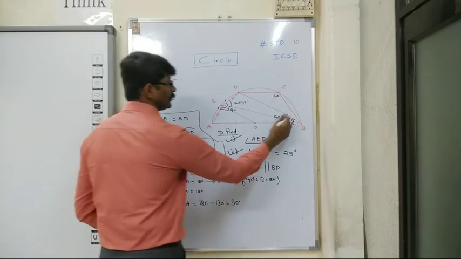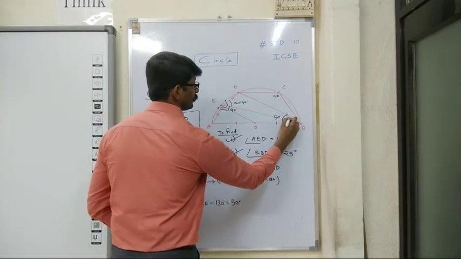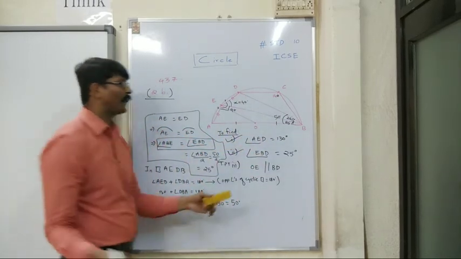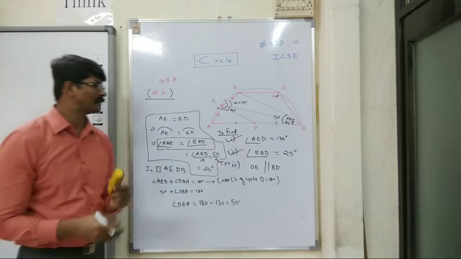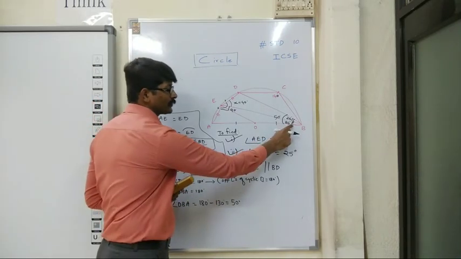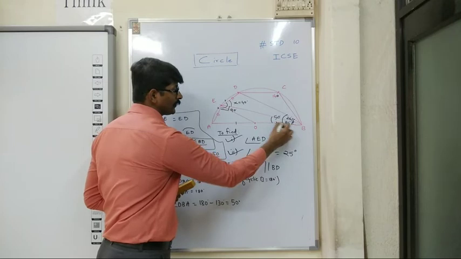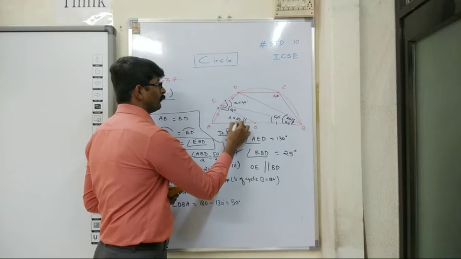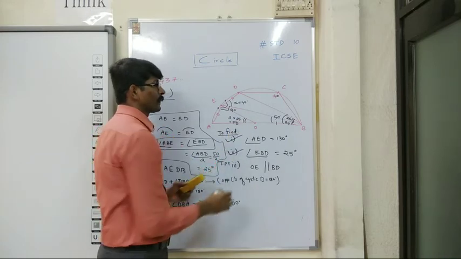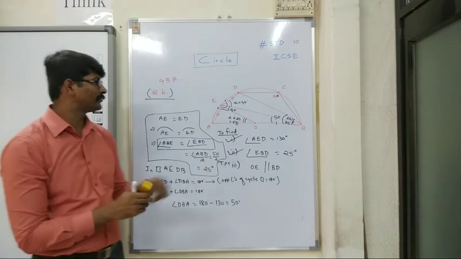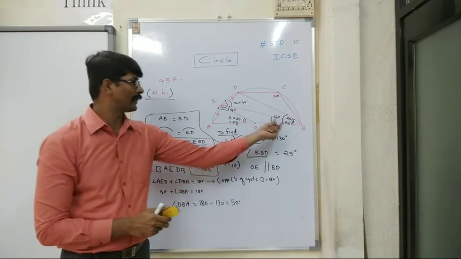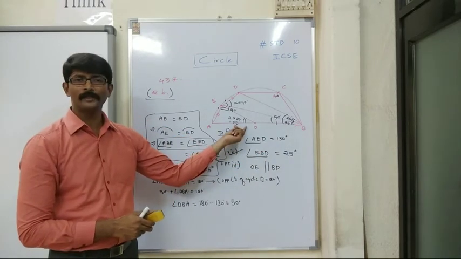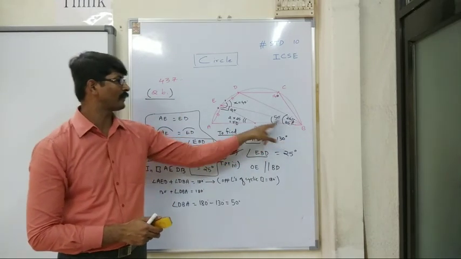Now we got this, each is 25 and 25. Now we have to prove that these two lines are parallel. And that parallel part is also, student, very simple. If this one angle is 25 degree, this full angle is supposed to be 25 into 2, which is 50 degrees. Why 50 degrees? Because angle at the center is double the angle at circumference. So if the angle at circumference is 25, the angle at center will be 50.